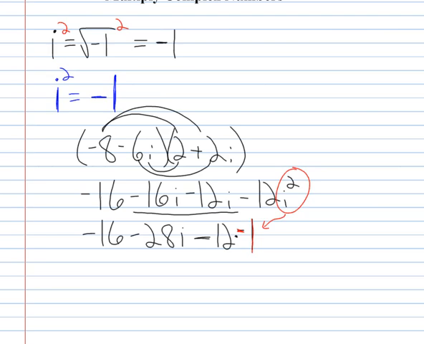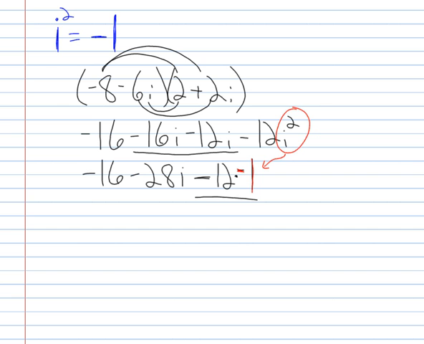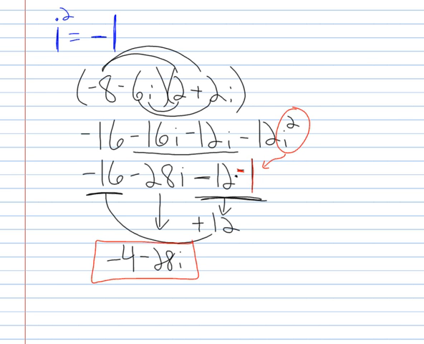Okay, we're almost finished, and we're not done yet because we now have a real number and another real number, and those can be combined. So the negative 12 times negative 1 is actually a positive 12. And so now we can combine these two to give us a negative 4. And then we can bring down the negative 28i. So this would be the new complex number that is formed from multiplying those two together. So it's just like normal binomial multiplication, but you're going to have an i squared that needs to be converted and then recombined with the other real number.